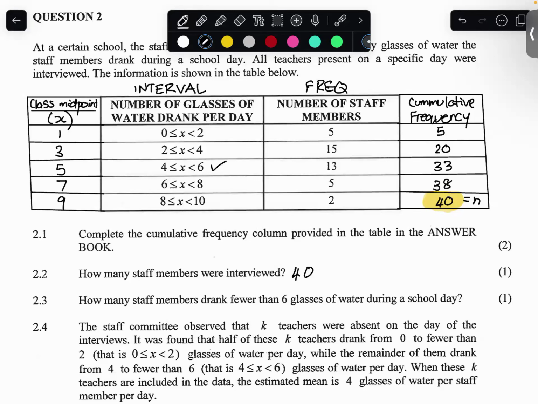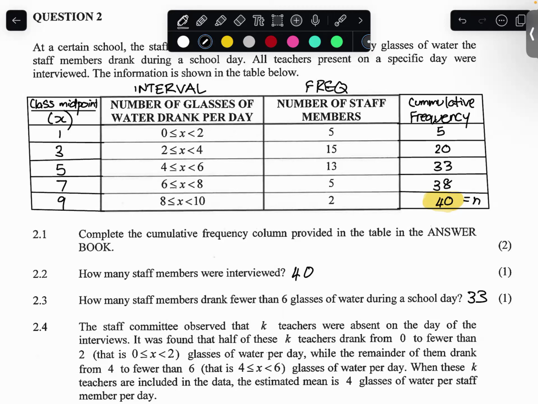This from here, those are the people or the number of glasses that were less than 6. This one indicates 6 or more, between 6 to 8, because there's an equal to sign with the 6. That means everything before that was fewer than 6 glasses of water during a school day. So when we read the number of people that drank fewer than 6, it's 13 plus 15 plus 5. That gives us an answer of 33 staff members that drank fewer than 6 glasses of water per day.